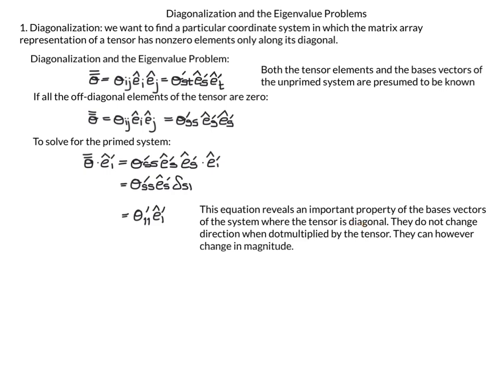So the basis vectors do not change. However, they can be stretched or contracted. The sigma here is a scalar factor that's scaling our basis vector. So our tensor dotted with our basis vectors will end up just stretching or contracting our basis vectors, but there's no rotation.